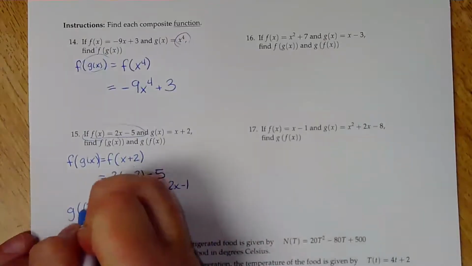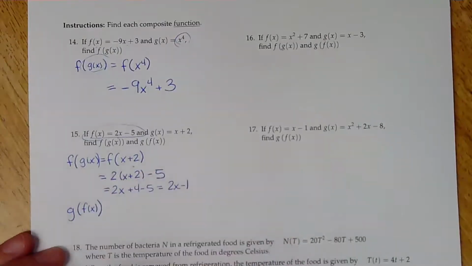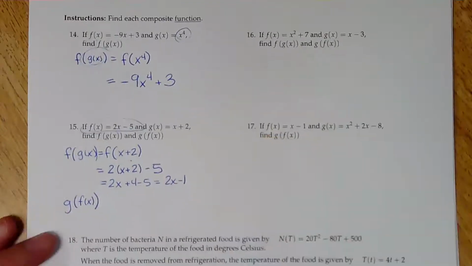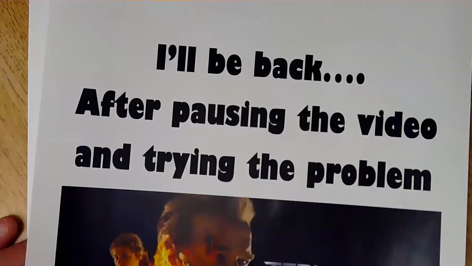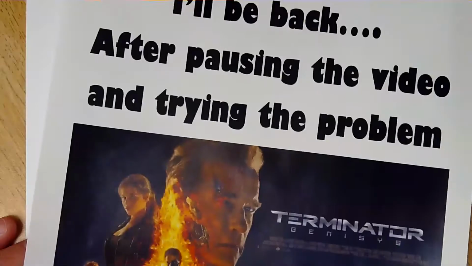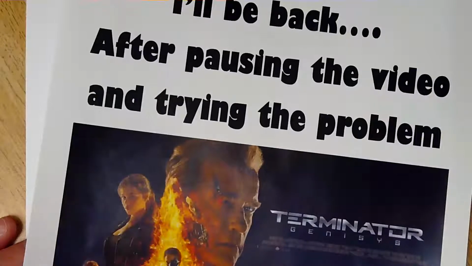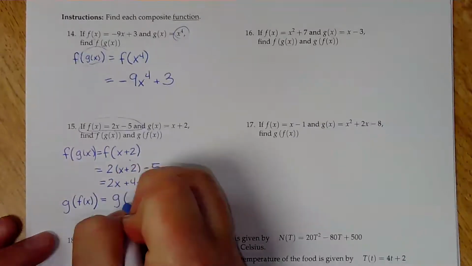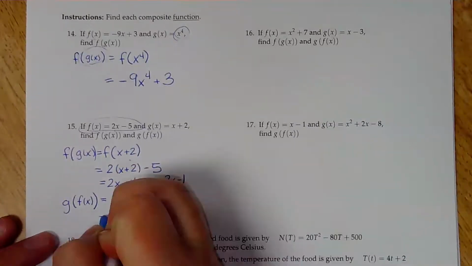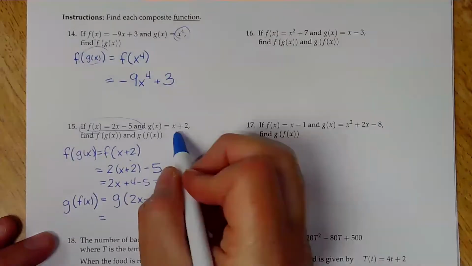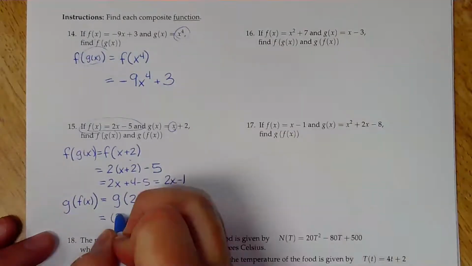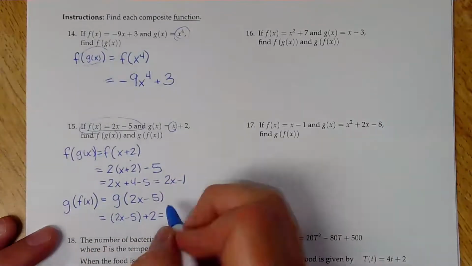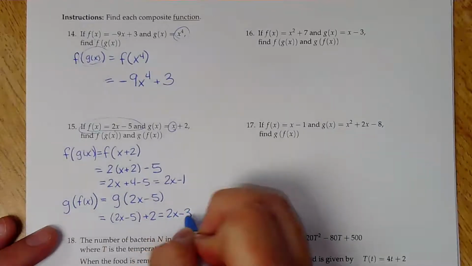And then I would like you to pause the video and try and find g of f of x, and then work on 16 and 17, and we'll come back and take a look at those together. All right, so g of f of x is g of 2x minus 5. And that gives me, I'll replace this x here with this 2x minus 5 plus 2. So that's going to give me 2x minus 3.